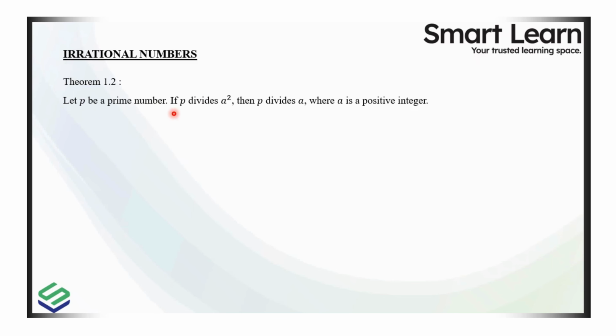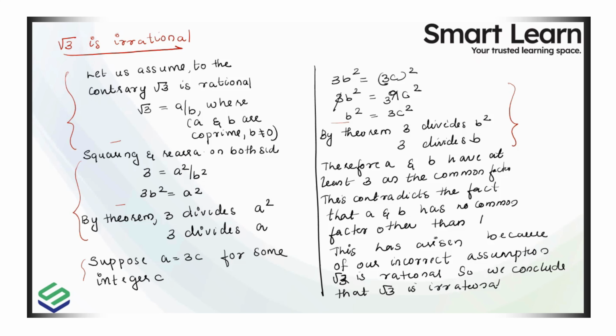Let P be a prime number. If P divides A square, then P divides A, where A is a positive integer. Okay. Then we studied the proof of root 2 is irrational, root 3 is irrational. So I will explain how we will prove root 3 is irrational.